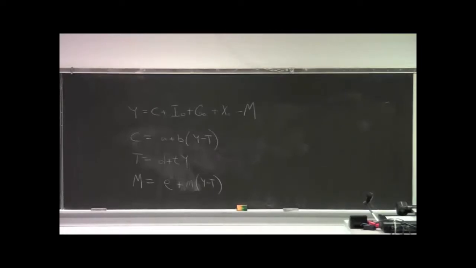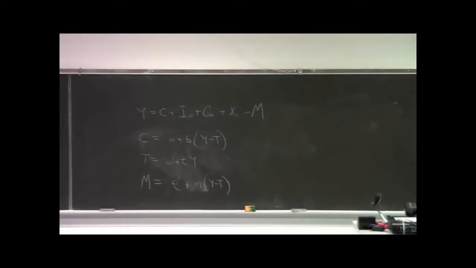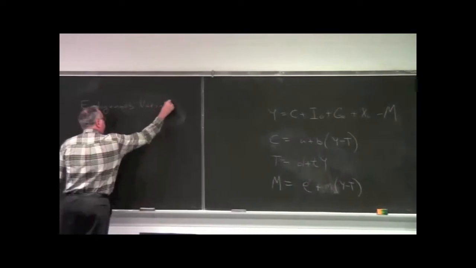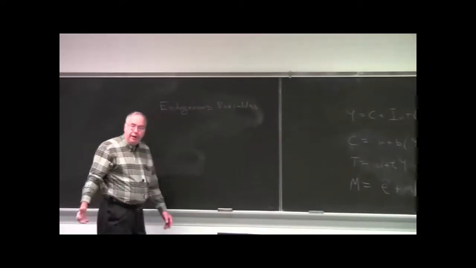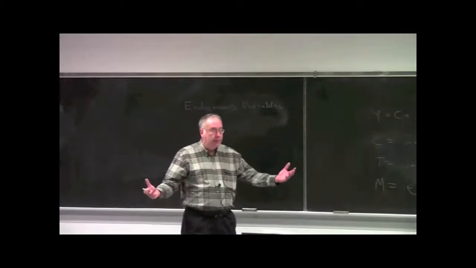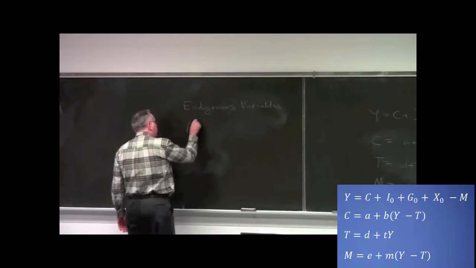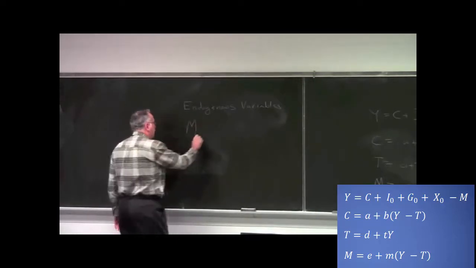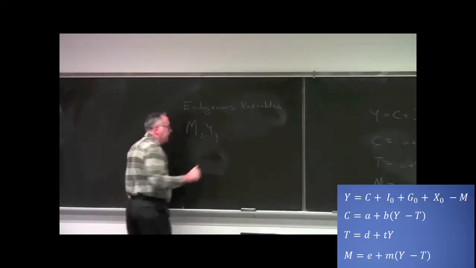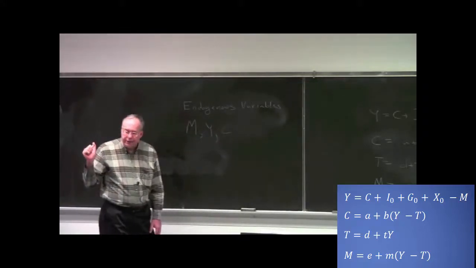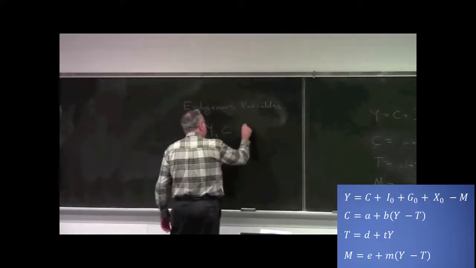What are the endogenous variables? The variables to be explained by this model, they are, anybody? M, capital M, Y, C, and what's the other one? T, capital T. Okay, those are the endogenous variables, 4 of them. Notice we also have 4 equations.